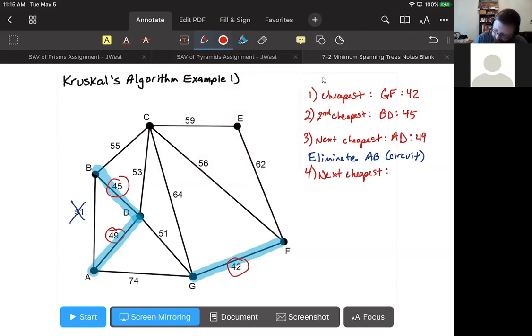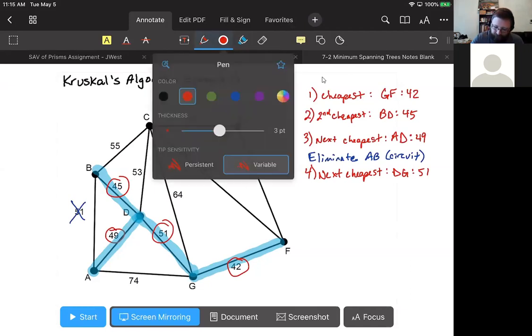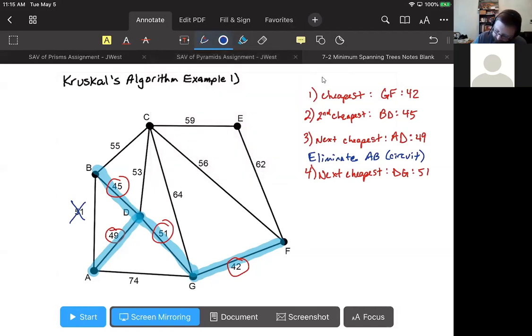Which would be DG, which is 51. So we pick this 51 because that is the next cheapest edge. That will once again cause an elimination because now if we were to pick edge AG, that would form a circuit. So we no longer have to worry about that, not that we were anytime soon going to be picking the 74, but the 74 is eliminated. It is not a choice anymore.